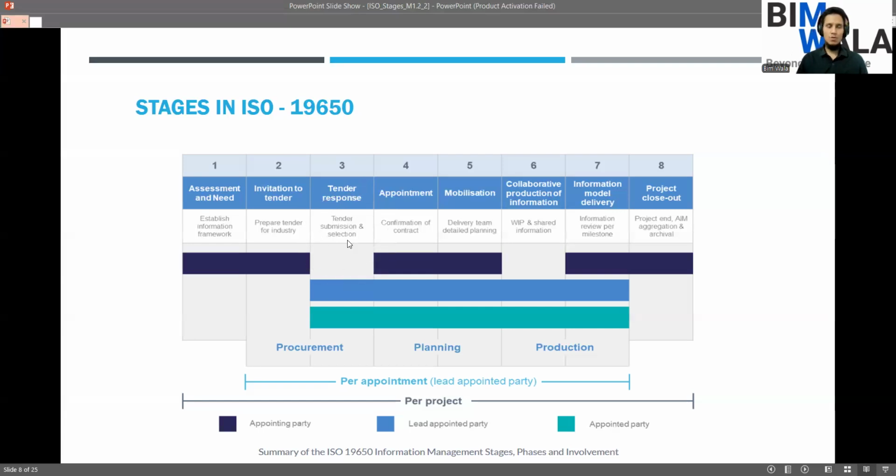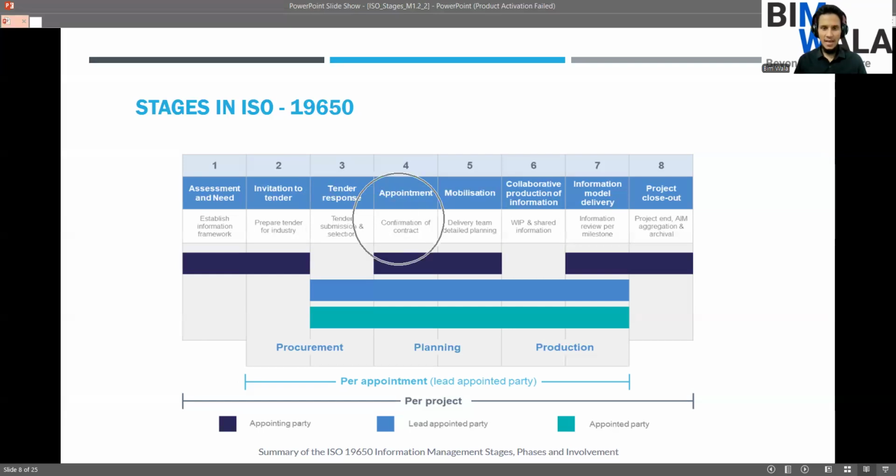Okay, here all the bidders have submitted their bids. Now, the client is going to evaluate, and then post evaluation, they will select the most competent bidder or general contractor or supplier. In other words, you can say, correct. Now, once they have selected, then they are going to appoint the competent bidder.